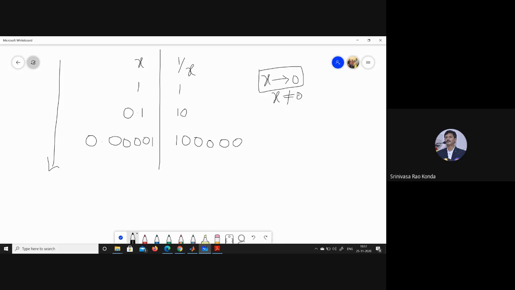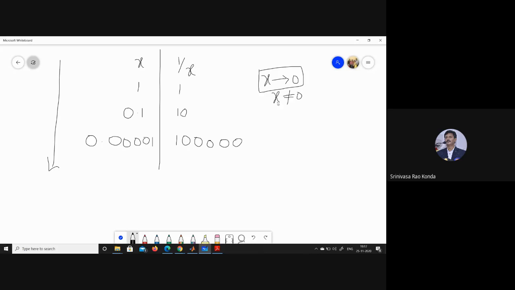As x approaches 0, 1 by x approaches a very large quantity. That large quantity we call infinity. Infinity is not a defined number, but we cannot count it. Orally, I am telling this just to give an idea. As x approaches 0.